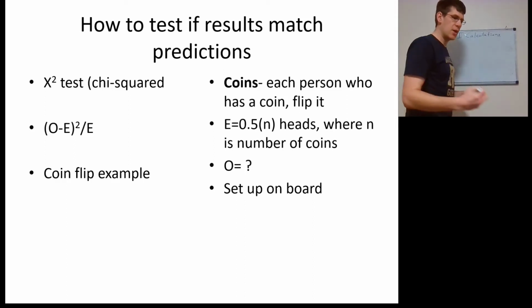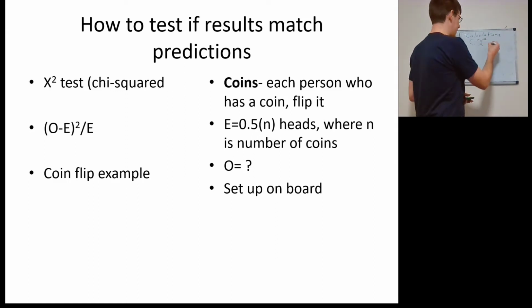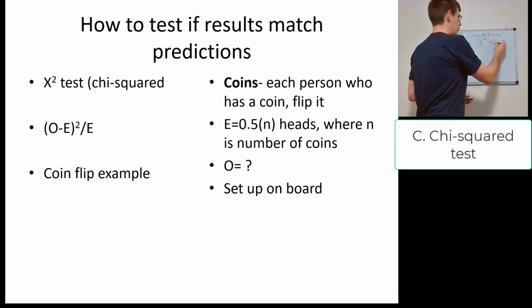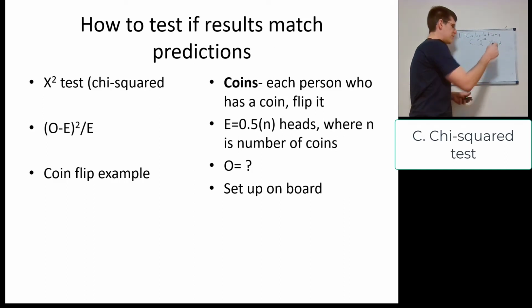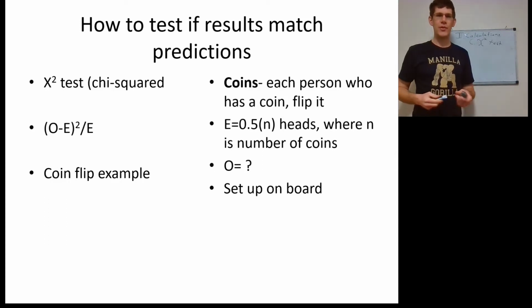So how do we know when it's not? We use something called the chi-squared test. That's a chi. It looks like an X, but it's Greek, so it's chi. Some of you may say the chi-squared test, well, that's just a type of test. So the chi-squared test is equal to your observed minus your expected, squared, over your expected.